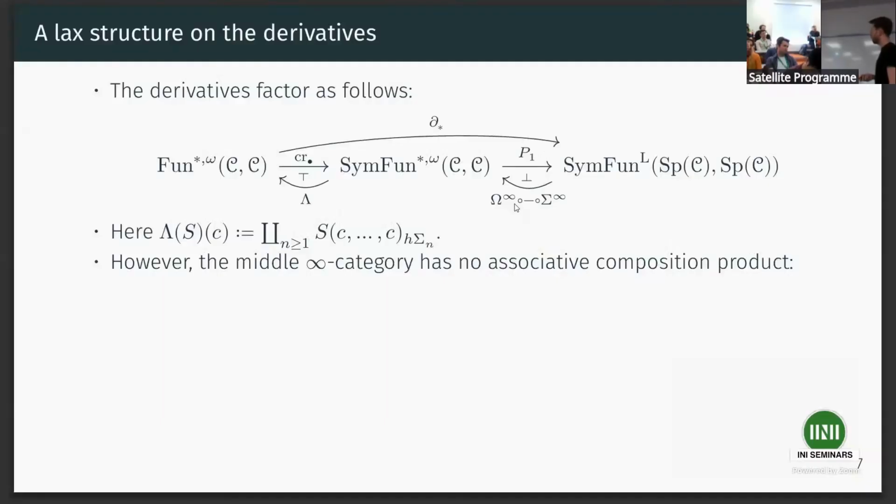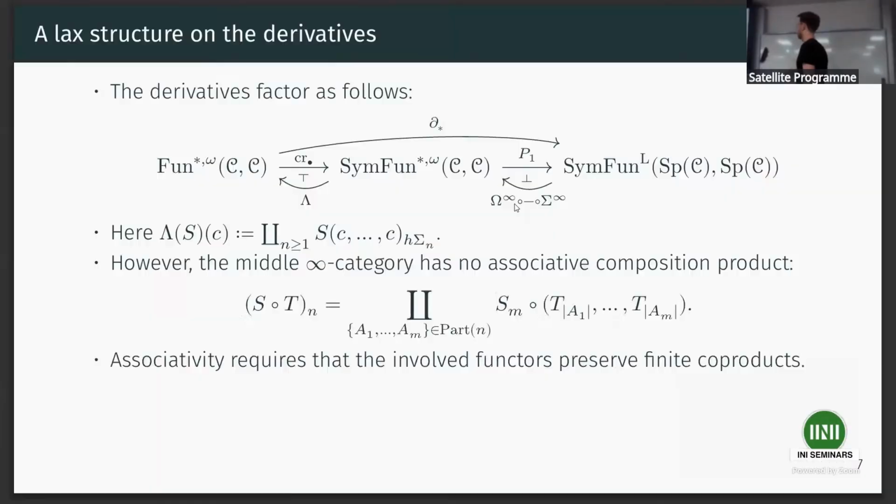You might think, well, we're good to go, but we're not. Because if you want to show that both these functors are monoidal and then conclude the statement, then the middle category needs to have a monoidal structure, and it doesn't. And the reason is that this composition product that I suggested is not associative. The reason being that there's this co-product here. There's a finite co-product, and if you want associativity, then all the functors, they need to preserve finite co-products in each variable. So that's too bad.